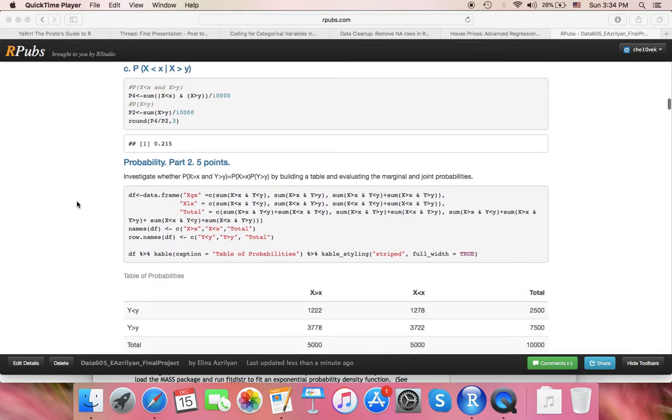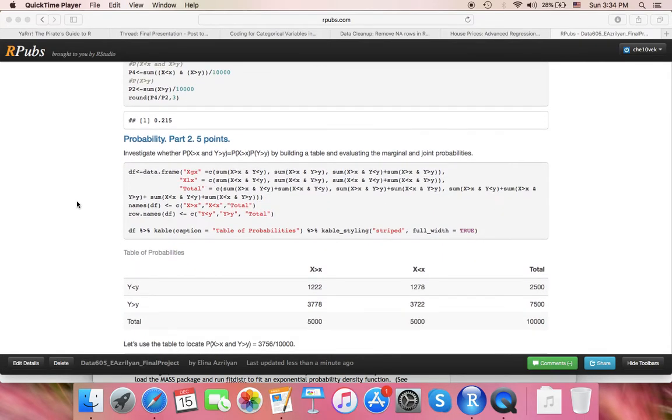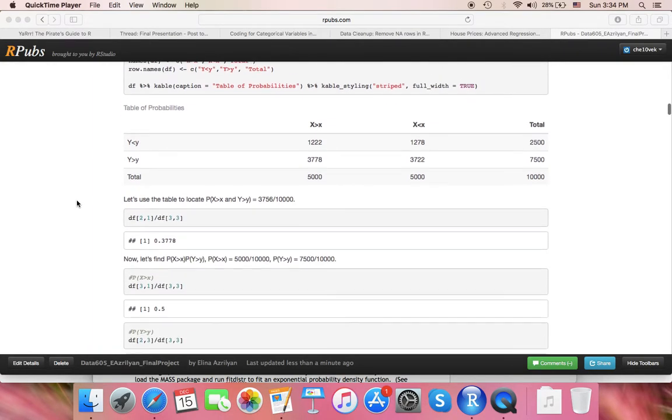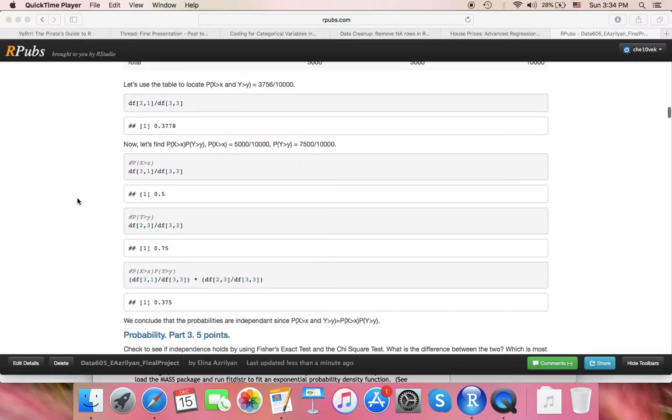The next step was to create the table of probabilities, and using that investigate those marginal and joint probabilities. So here's my table, and here are the various probabilities that I found using this table.